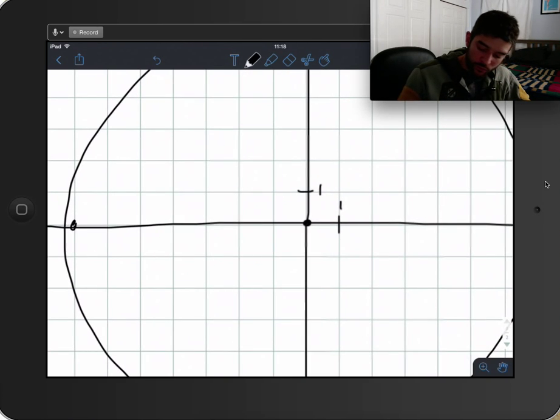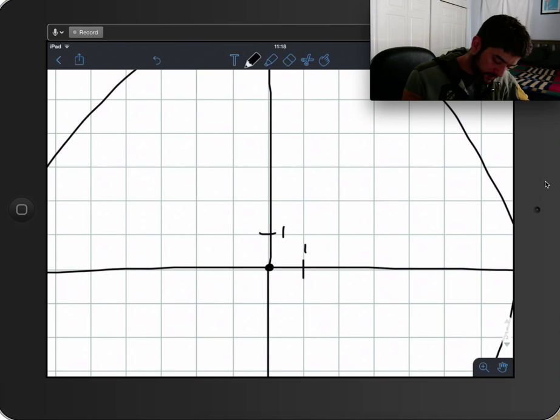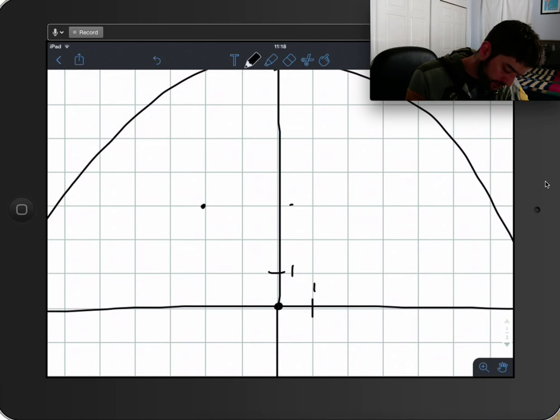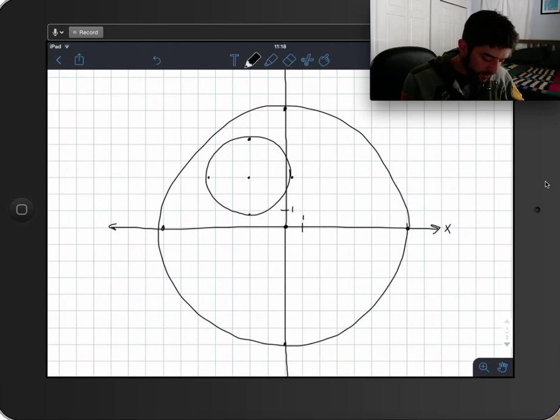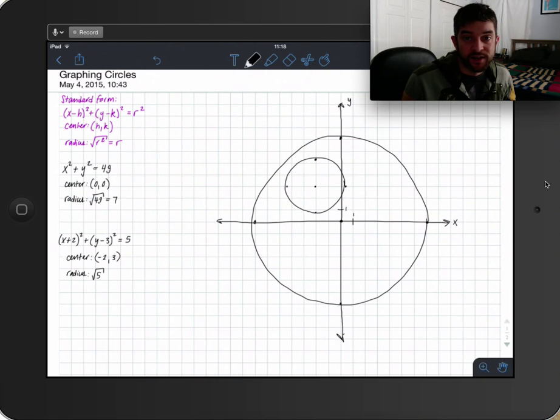So we go with our center at negative 2, positive 3, and we're going to go square root of 5, which is about 2.2, in each direction. Again, it doesn't have to be perfect. We're just sketching a graph. You get your circle there. And that's a circle at the center and a circle not at the center.